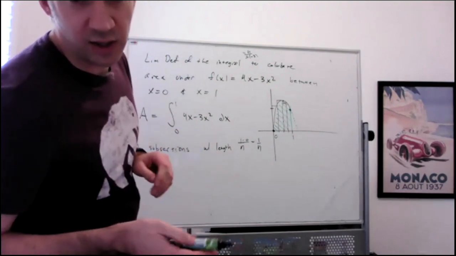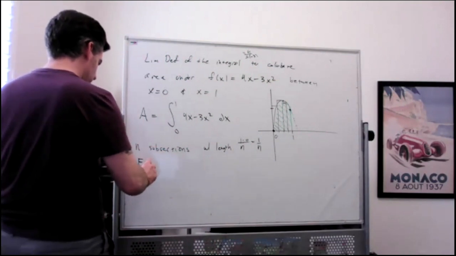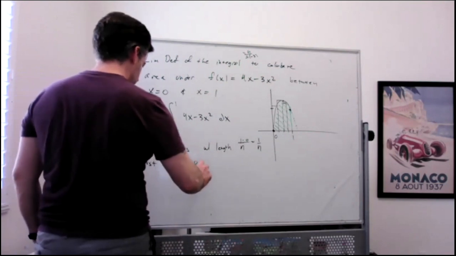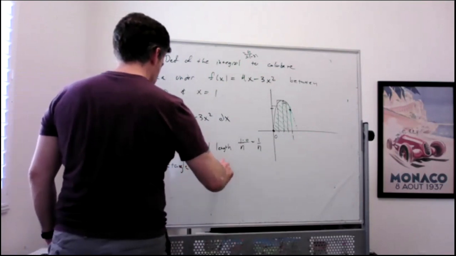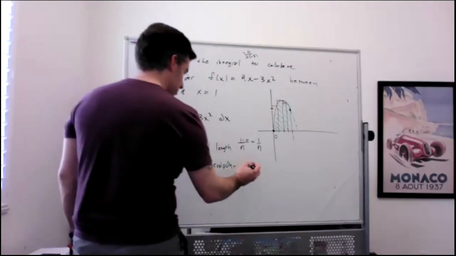So to answer the next question, the first rectangle, the right endpoint, is going to be just 1 over n.